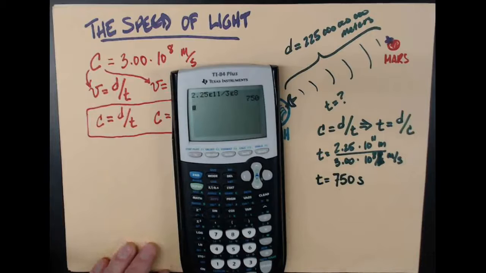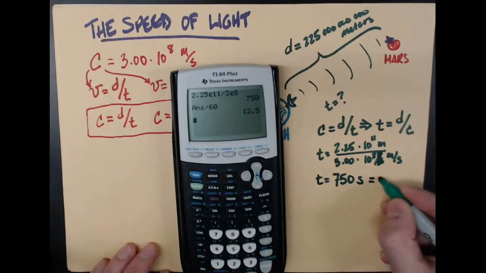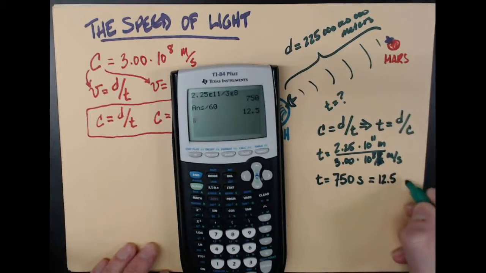Well, it's hard to imagine what 750 seconds is because we don't typically use seconds over 60. So I'm going to go ahead and divide by 60 just to find out how many minutes that is. And it ends up being 12.5 minutes.